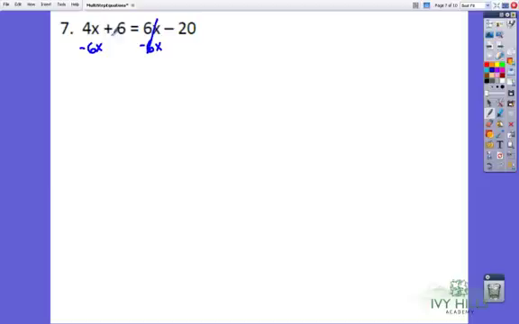causing those to cross-cancel. And then moving my constant term, the positive 6, to the right, I would have to subtract 6 from both sides, causing that to cancel. That's going to leave me with negative 2x on the left-hand side of the equation and negative 26 on the right-hand side of the equation. So if I divide both sides by negative 2, I'll get x equals negative 13.